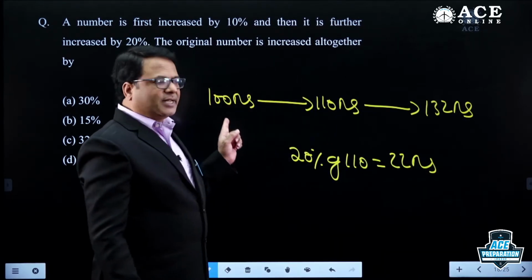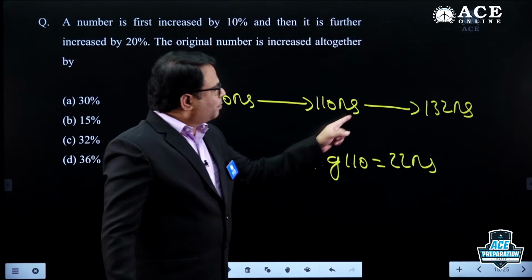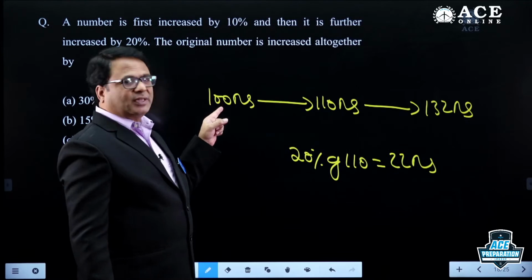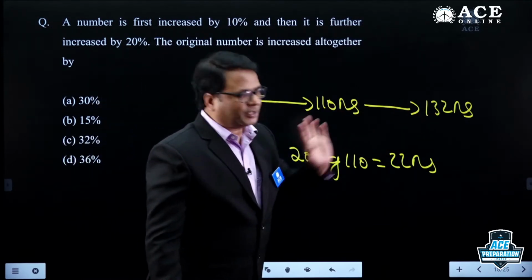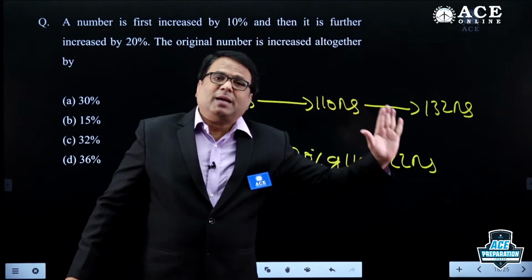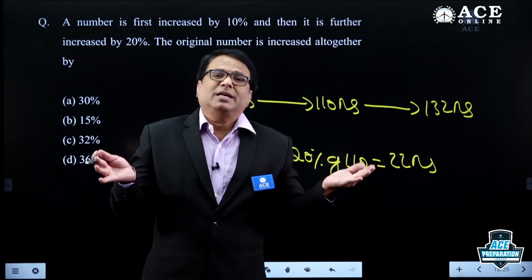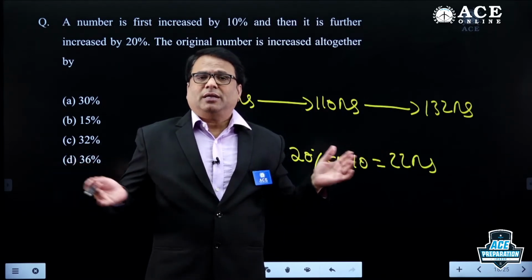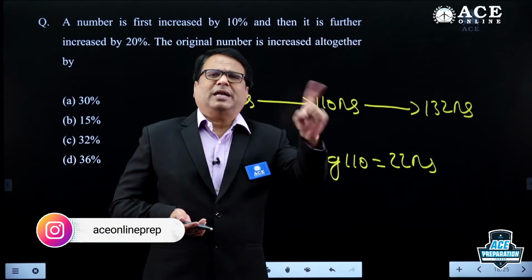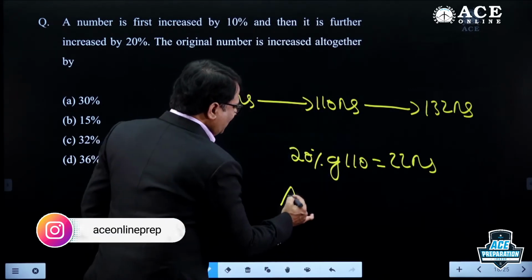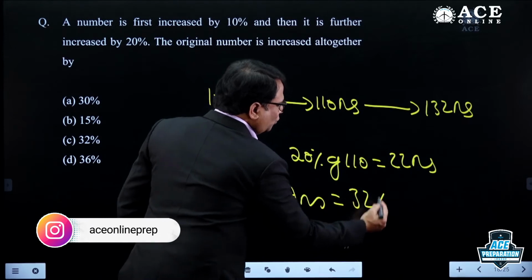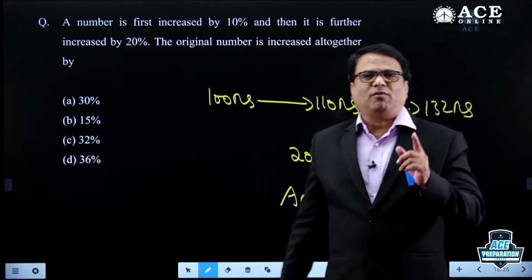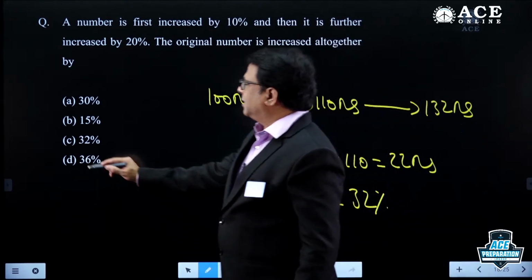So first 100 is made 110, later on 110 is made 132. Now you can clearly see we are starting with 100 and ending up with 132. So what is the total increase percentage? 32%. When 100 becomes 132, I can clearly say the total increase percentage is 32%. So here the answer is 32%.